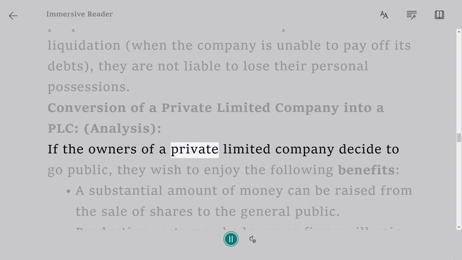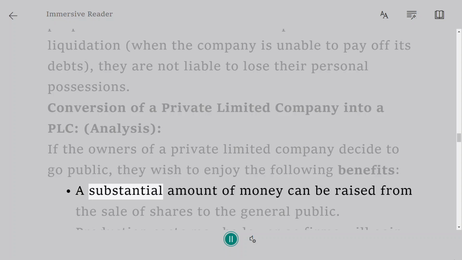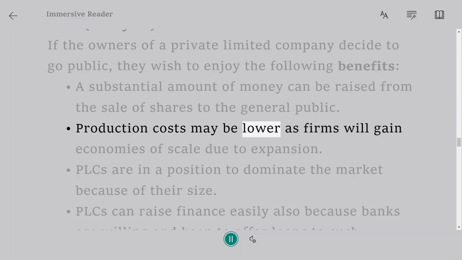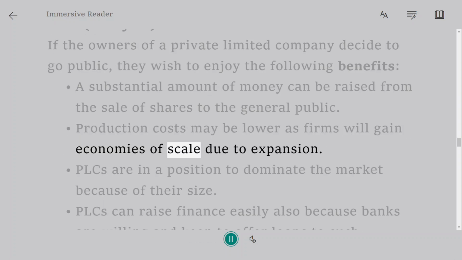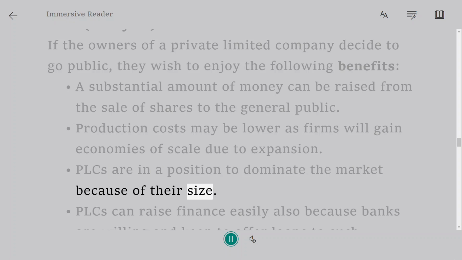Conversion of a private limited company into a PLC, analysis. If the owners of a private limited company decide to go public, they wish to enjoy the following benefits. A substantial amount of money can be raised from the sale of shares to the general public. Production costs may be lower as firms will gain economies of scale due to expansion. PLCs are in a position to dominate the market because of their size.